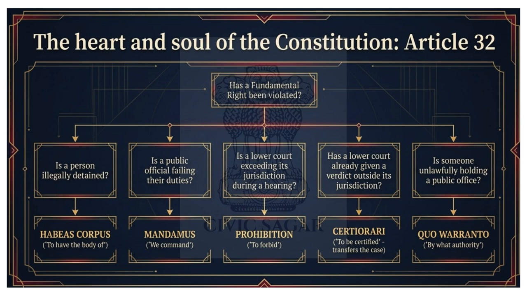Third is Prohibition, which means, to forbid. It is sent to a lower court to stop it from exceeding its jurisdiction during an ongoing hearing. Fourth is Certiorari, meaning, to be certified. This is issued after a lower court gives a verdict outside its authority, stepping in to squash that judgment and transfer the case upward. Fifth is quo warranto, meaning, by what authority. It investigates someone holding a public office unlawfully to prevent illegal takeovers of government positions.